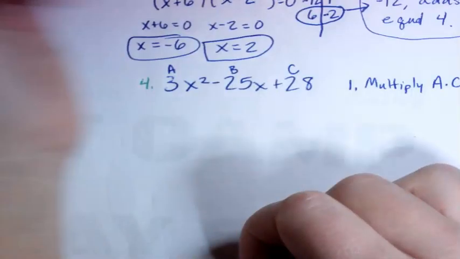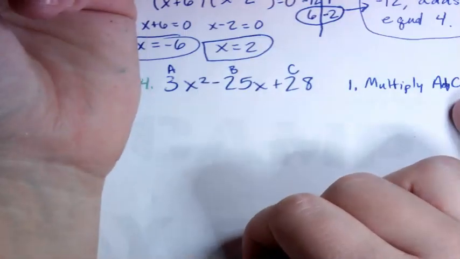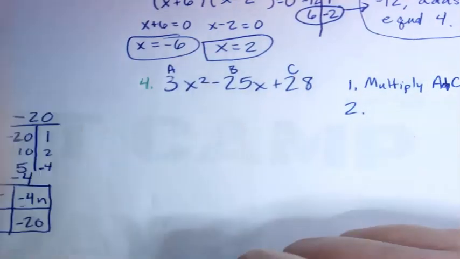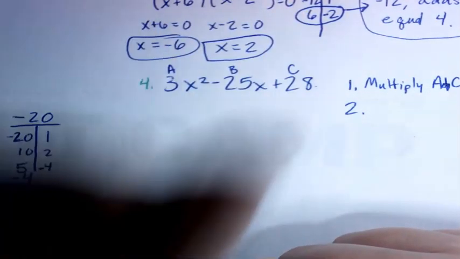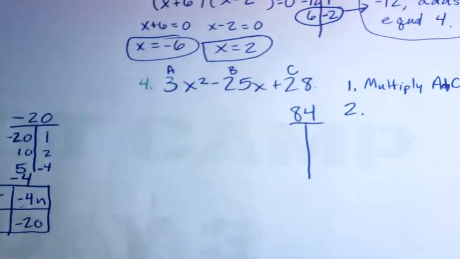A and C. Multiply A and C. Write it however you'd like. So we get 28 times 3, and that's going to be 84. And that's what we put in our little T-chart that we've been making.